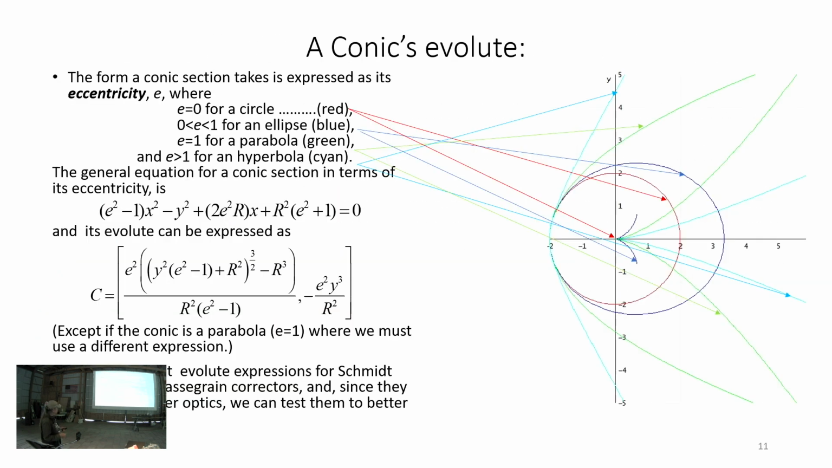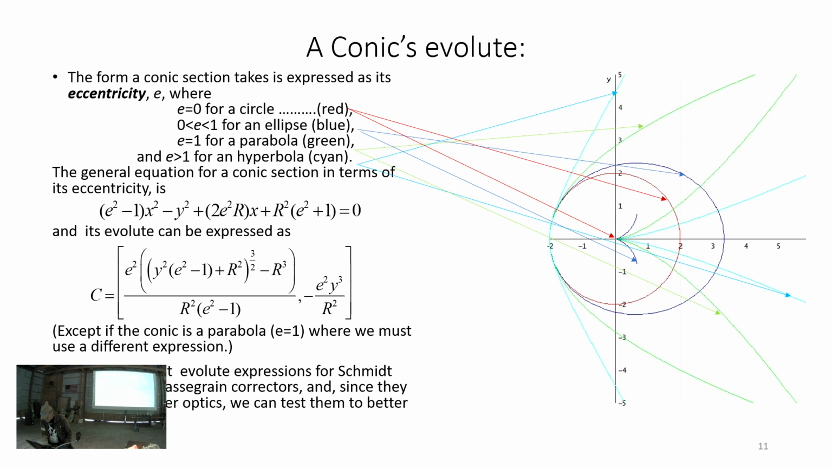All right, now let's look at what the evolute of a conic might look like. Every conic has a property called its eccentricity. A circle has an eccentricity of 0. An ellipse is between 0 and 1. A parabola has an eccentricity of 1. And the hyperbola has an eccentricity of more than 1. And this expression right here describes all 4 curves in terms of the eccentricity and the center radius. And the evolute is expressed like this, except we can't do that for a parabola because its eccentricity is 1.